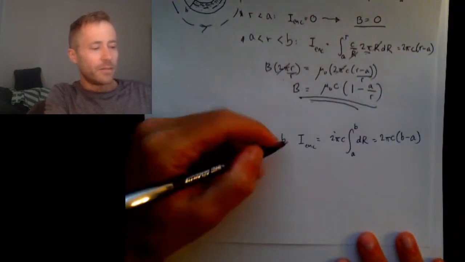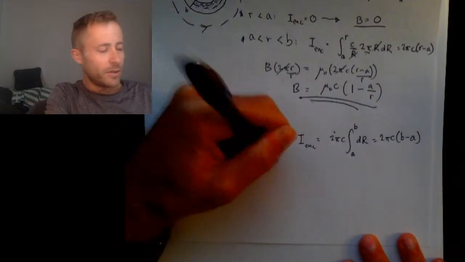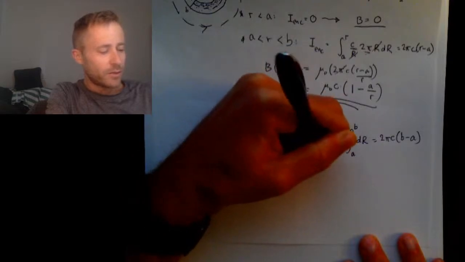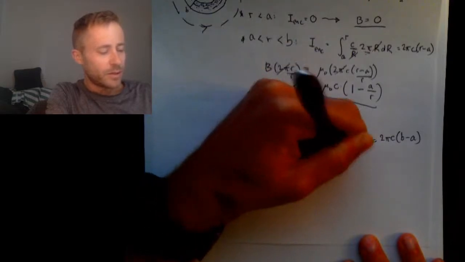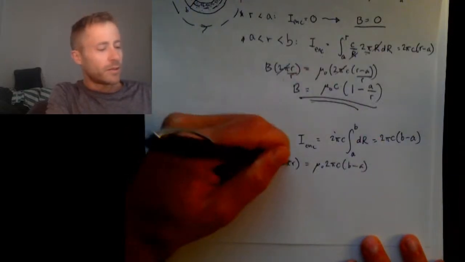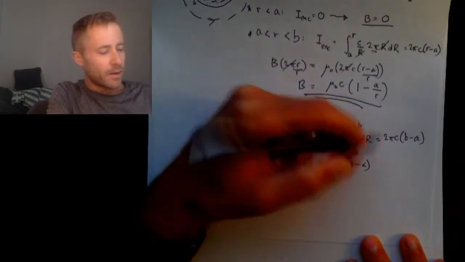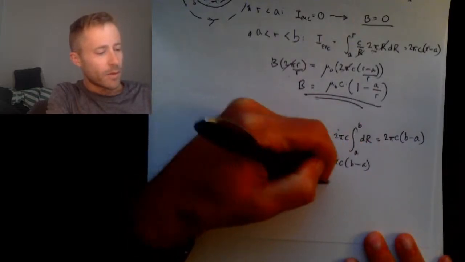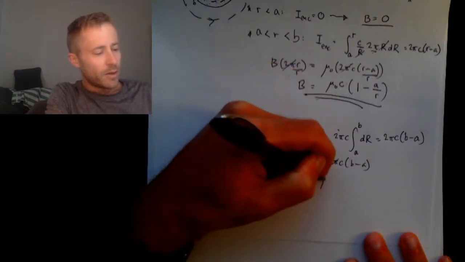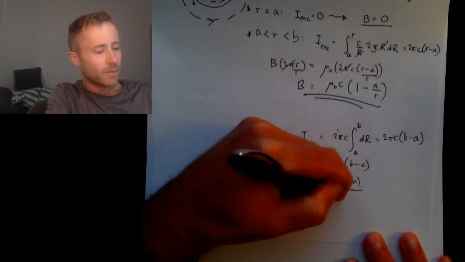And so then Ampere's law, the left-hand side, is B times 2 pi r. The right-hand side is mu naught times 2 pi C times b minus a. The 2 pi cancels out, and we get that B equals mu naught C times b minus a over r.